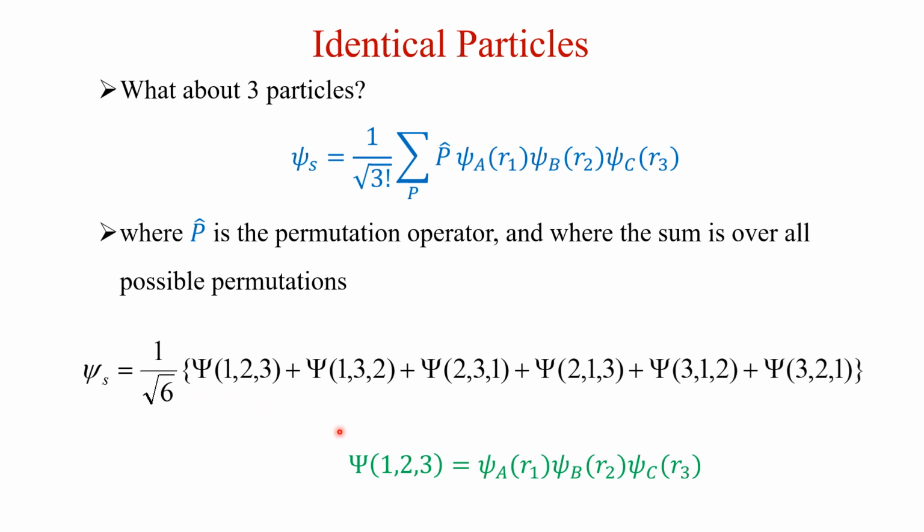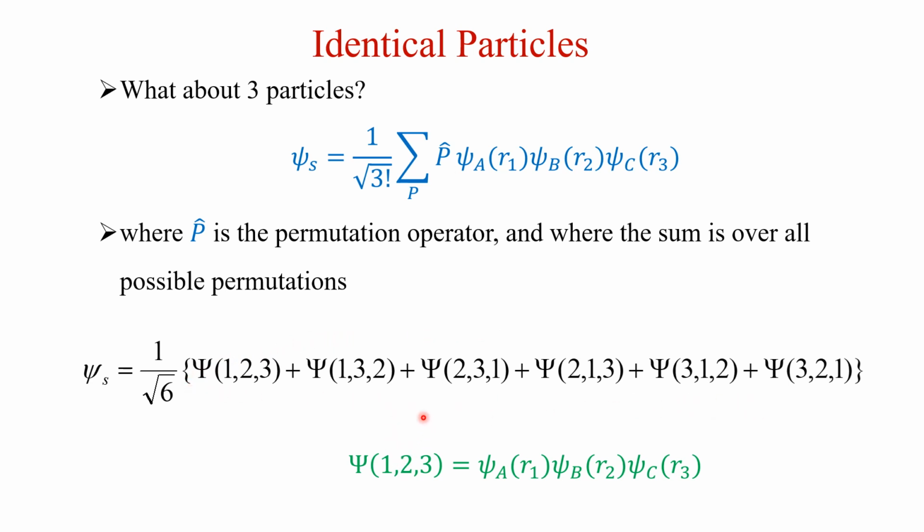Here, capital psi 1, 2, 3 is equal to psi A of R1 and psi B of R2, psi C of R3. So this is the meaning. I have written this in a simple notation in order to make it very simple. Say, for example, you take this third term, then it is equivalent to psi A R2 and psi B R3 and psi C R1. In that way it will go. So it's a simple way of writing things.